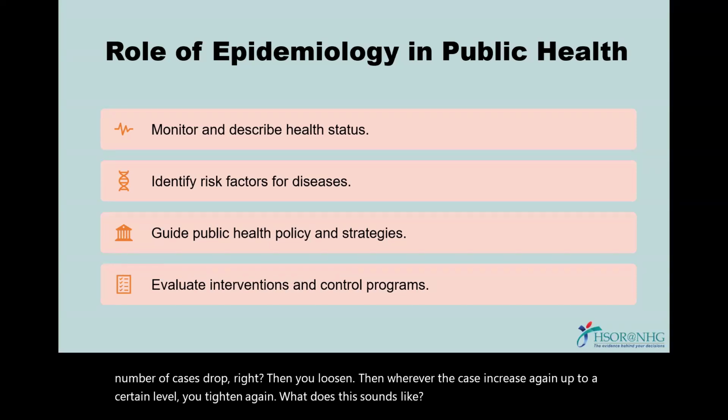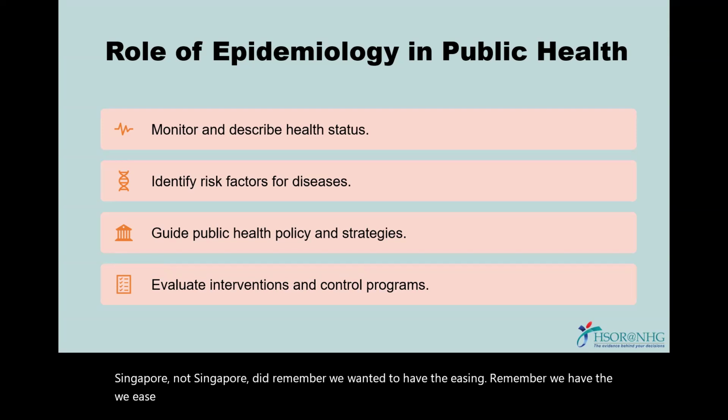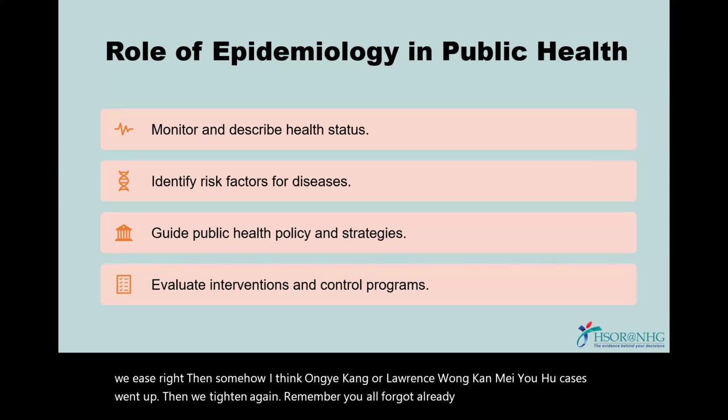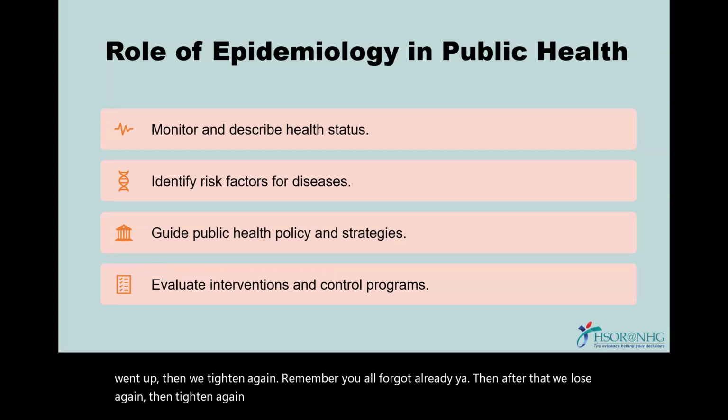Singapore. That's what Singapore did, remember? We wanted to have the easing, remember? We ease, right? Then somehow, I think Ong Ye Kung or Lawrence Wong, can't remember who, cases went up. Then we tighten again, remember? You all forgot already. Then after we lose again, then tighten again. Yeah, 2 to 8 and then to 4. So Singapore actually followed that strategy.